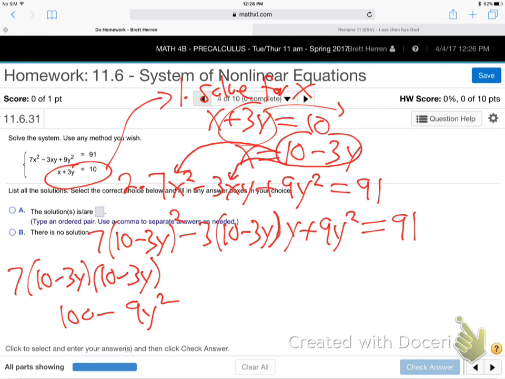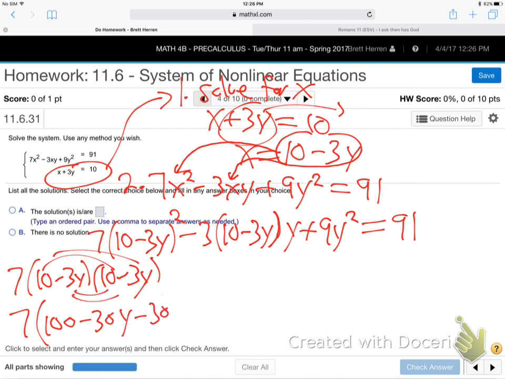You got to write 2 parentheses. It'll kill you. A lot of people do it. Don't make the mistake. 2 parentheses. All right, so now leave the 7 in the front. Distribute. 100 minus 30y minus 30y plus 9y squared. Leave that 7 in the front, and then the 7's turn, he'll distribute through everything. And I haven't even done the middle one yet.